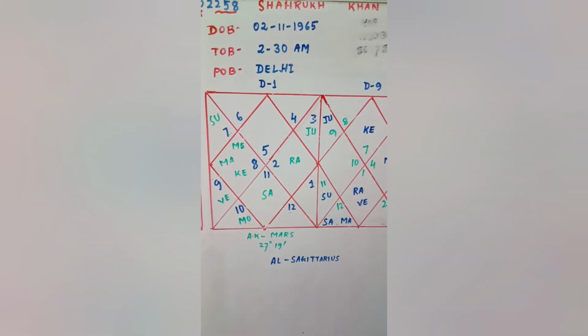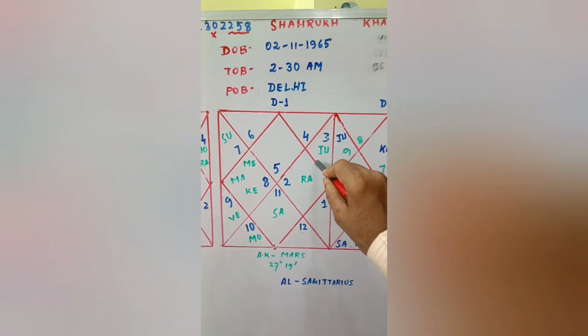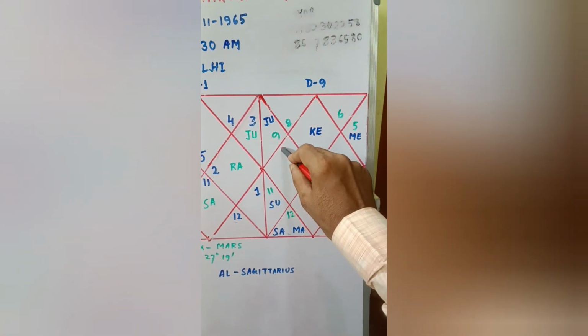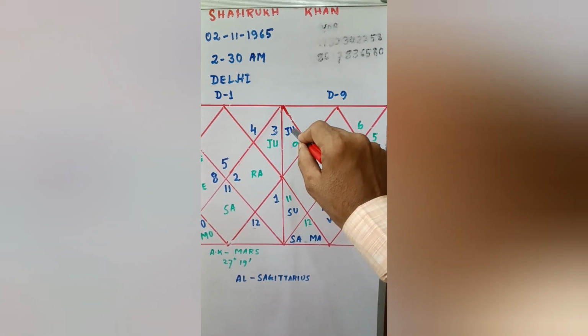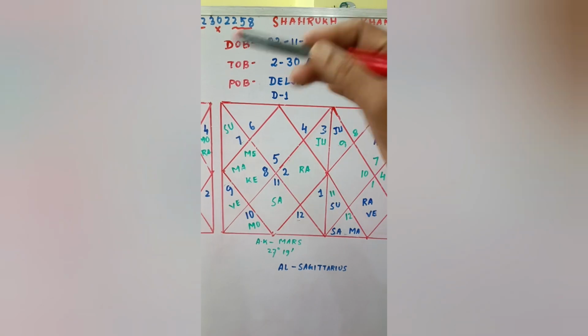Now what happens? Jupiter in the 11th house is no doubt very good. What is the strength of Jupiter? Coming to the D9 chart, Jupiter is in Sagittarius sign. So Jupiter is very strong in the D9 chart. That's why Jupiter gives the results.